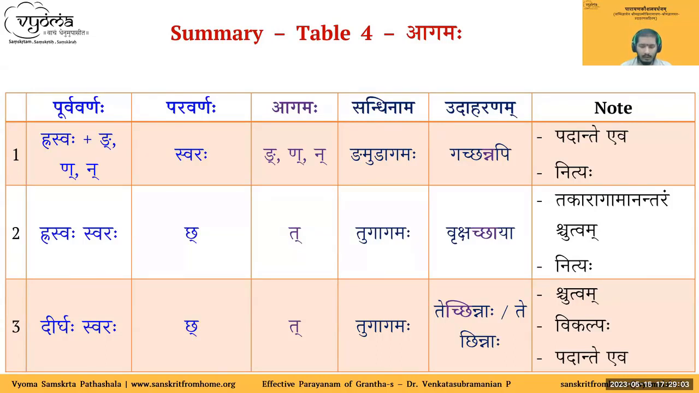Next, in the other rule of tugagama, we saw that if you have purvavarna as dirghaswara, and if you have chakara on the right hand side, then we get the agama tu, which comes in between purvavarna and paravarna. So udaharanam is te chinnaha. Since this is an optional sandhi, if we don't want to do the sandhi, then we can tell te chinnaha also. Again, this sandhi occurs only at the end of a pada. And another thing to notice, once tugagama occurs, stutva sandhi will definitely occur. Tugagama is followed by stutva sandhi. This is one thing which we have to keep in our minds. So with this, the summary of Vyanjanasandhi is done.